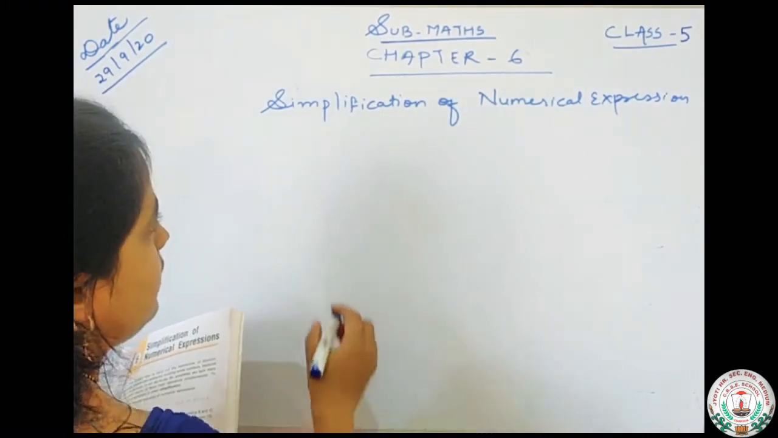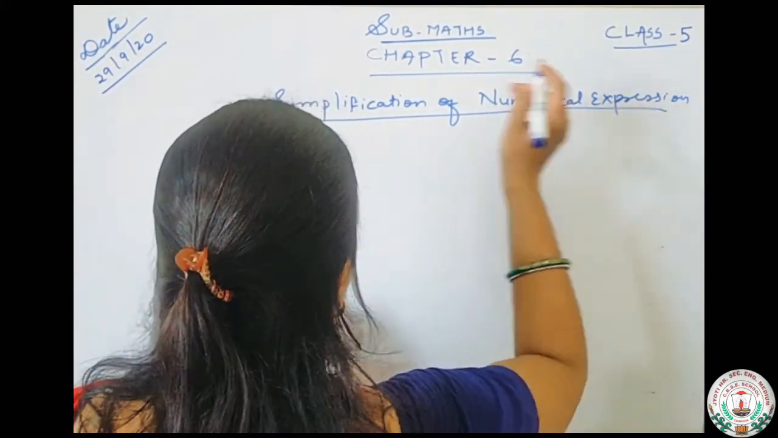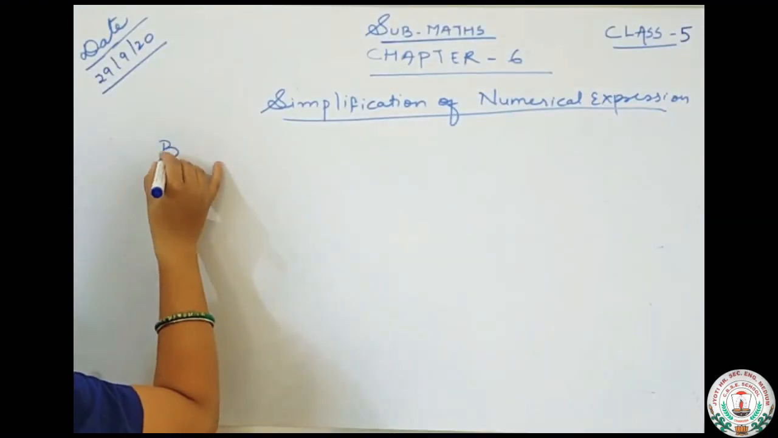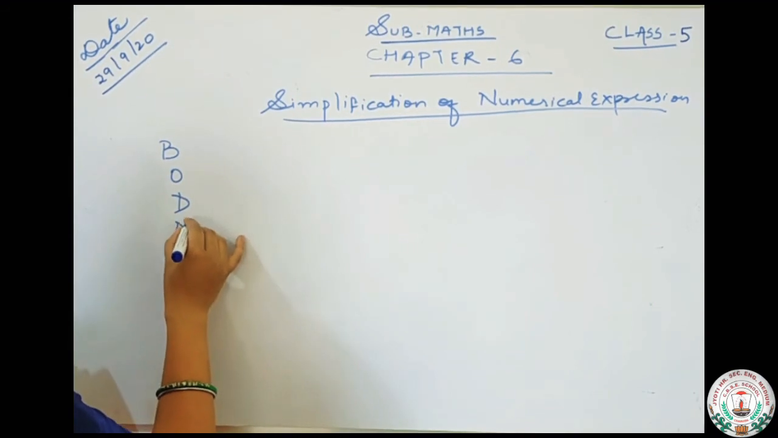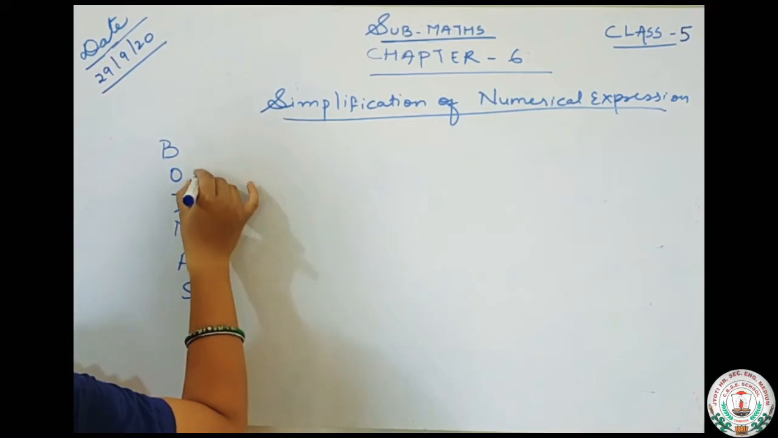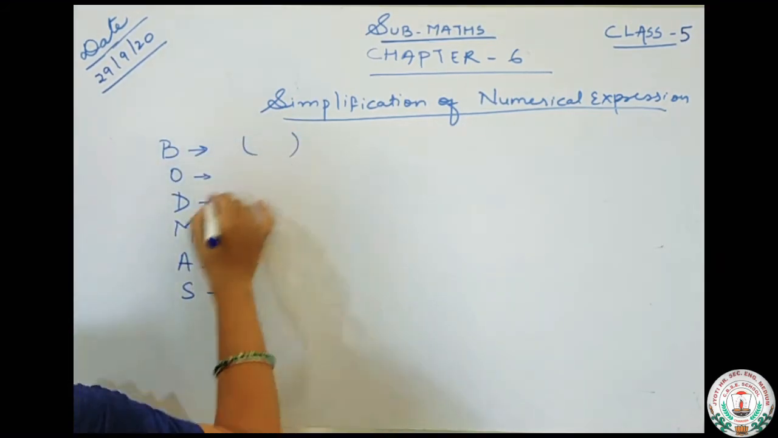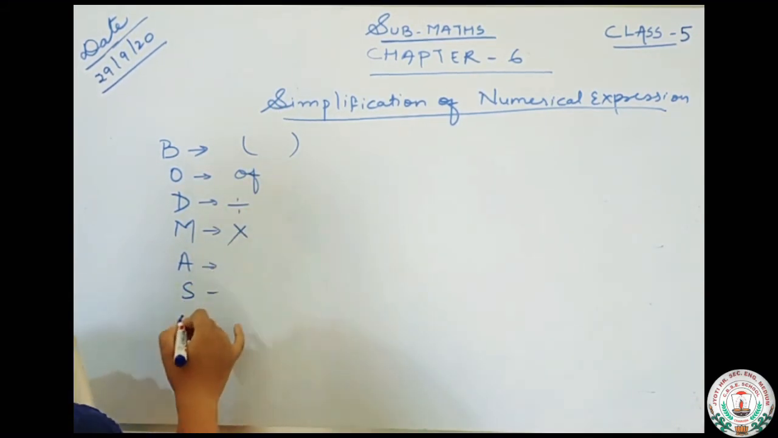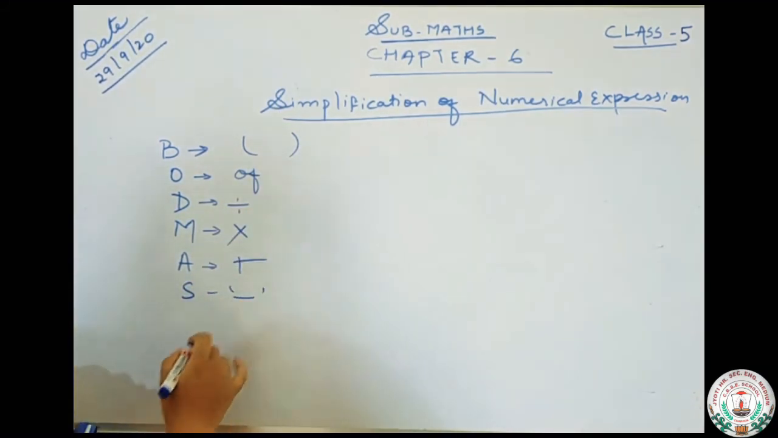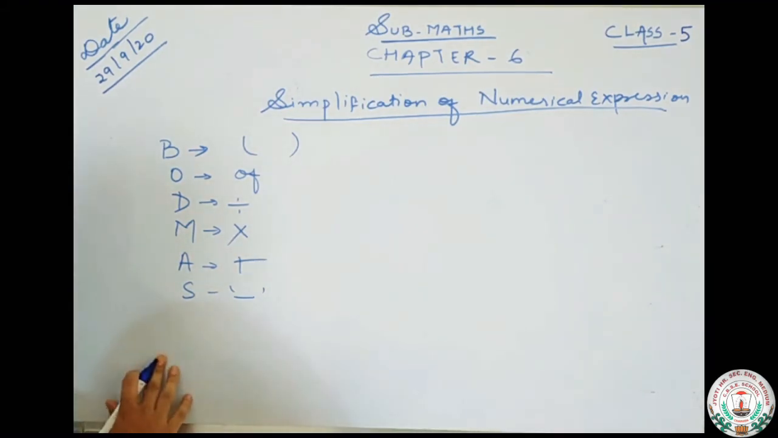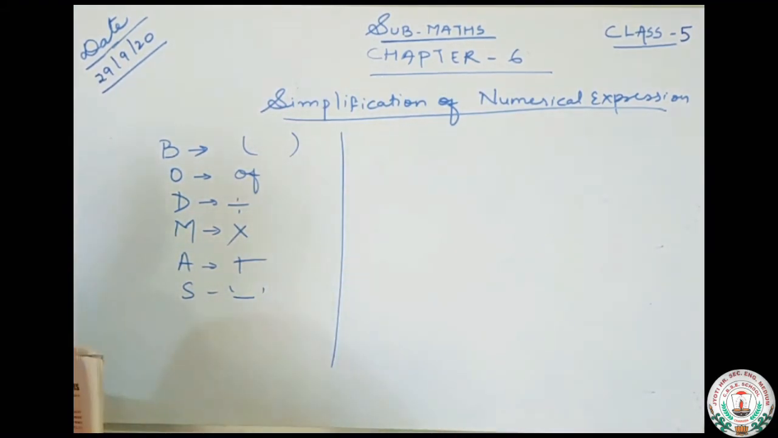Okay. In this chapter we will learn integers and we will follow the BODMAS rule. BODMAS rule I have explained to you earlier. This is a very important rule in our mathematics. Okay. B stands for bracket, O stands for of operation, D is for division, M for multiplication, A for addition, S for subtraction. Okay. When we are simplifying the expression, we will follow the BODMAS rule for solving the numerical expression.